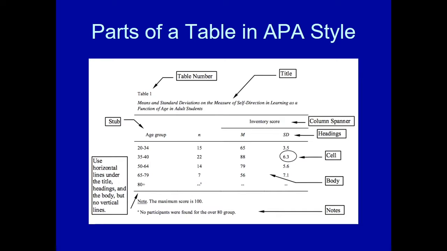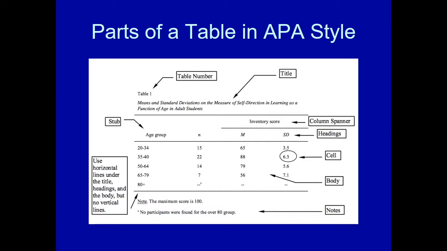So where you should have lines for an APA style table are underneath your table title, underneath your heading, and then underneath the last row of the data in your table. So those are the 3 points you must have a horizontal line. And now you don't want to separate each variable with lines. So in this one, there's a line between inventory score and mean and standard deviation. This is okay, but standard APA tables would just have the line underneath the title, underneath the headings, just one underneath the row of headings before the data starts, and then one underneath the body of the table.